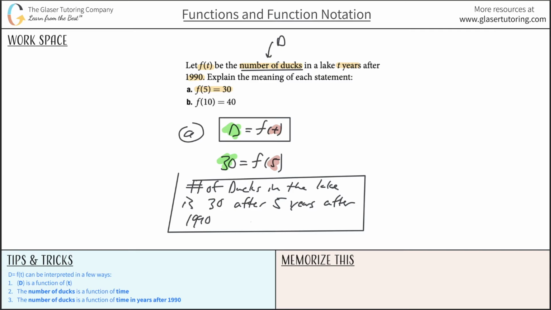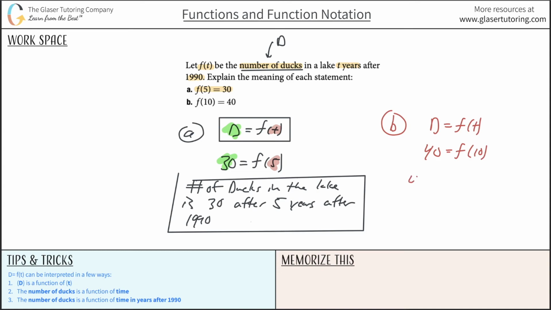Okay, so let's take a look at letter B. This one should be quick. I'm going to use the same function. D is a function of t, meaning the number of ducks is a function of time after 1990. I'm going to take this equation and flip it so it matches nicely. So this is 40 is equal to f of 10, and I can interpret it the same way.